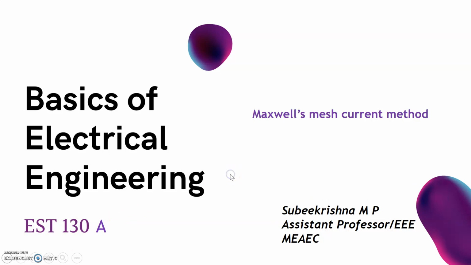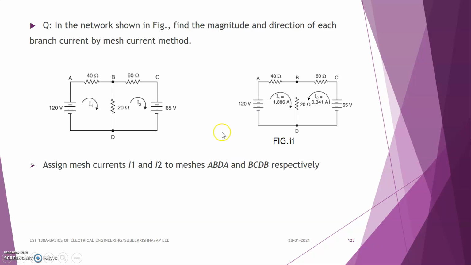Here we are going to discuss one problem. In the circuit shown in the figure, find the magnitude and direction of each branch current by the mesh current method. This is the circuit. It consists of the points A, B, C and D. In branch AB there is a 40 ohm resistance, in BC a 60 ohm resistance, and in BD a 20 ohm resistance, and we are using a voltage source of 120 volt, and here it is 65 volt.